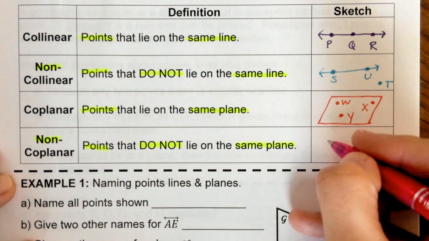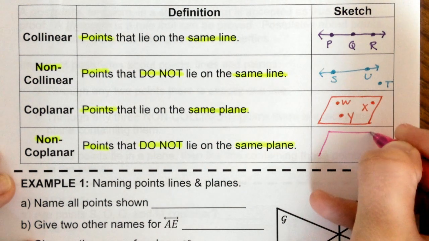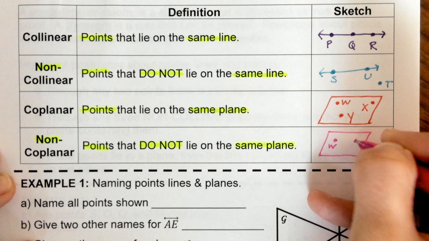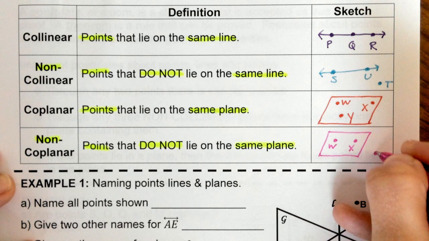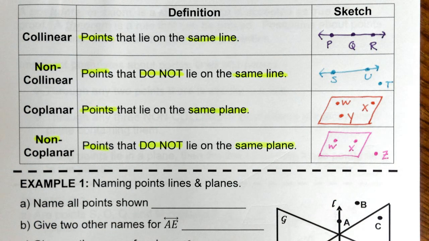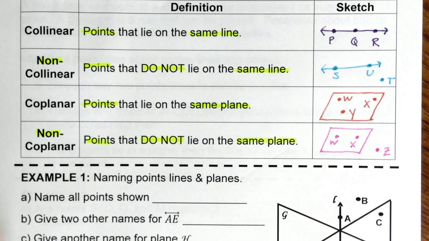And just like before, you have non-coplanar: points that do not lie on the same plane. So let's take a look at what that looks like. If we have this, we have a plane over here. We'll go ahead and use the same W and X. And then let's say that Z is over here. These three are not coplanar, so they're non-coplanar. So I would say W, X, and Z are non-coplanar.